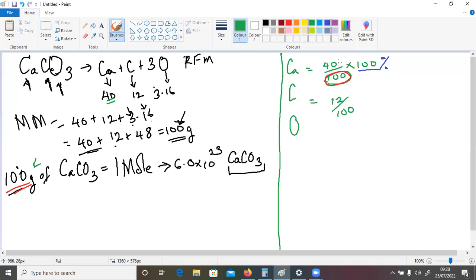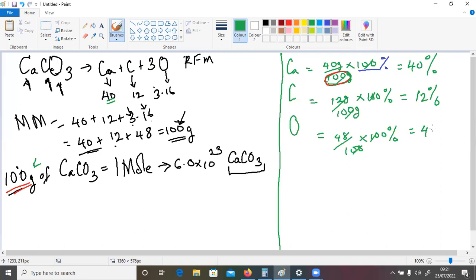Remember, when doing ratios, it must be in the same context, times 100%. So the second 100 is percent. Oxygen contributes 48 over 100 times 100%. This one is straightforward because 100 cancels out, and we get that calcium is essentially 40%, carbon is essentially 12%, and oxygen is essentially 48%. And your percentages must total to 100.